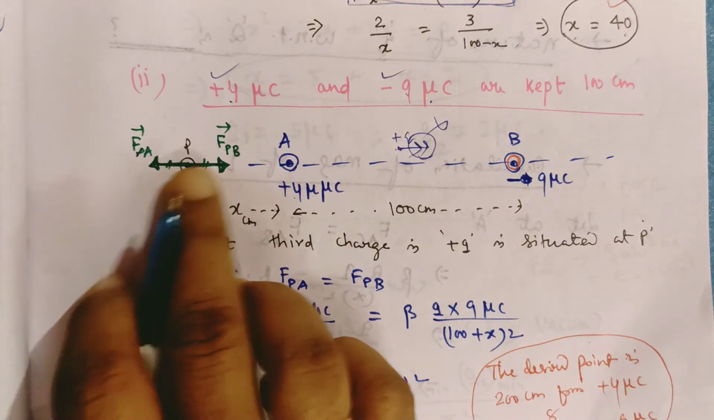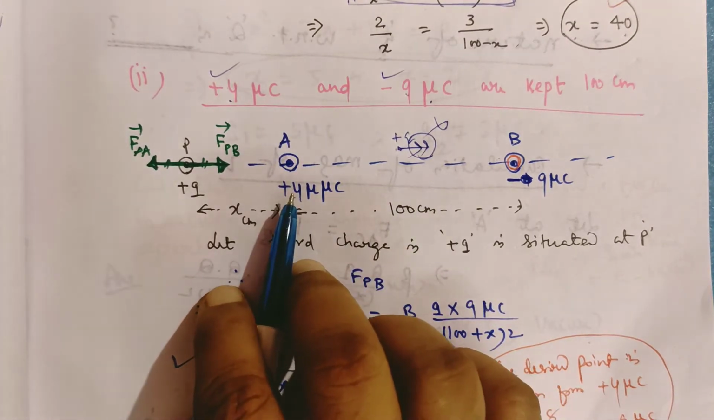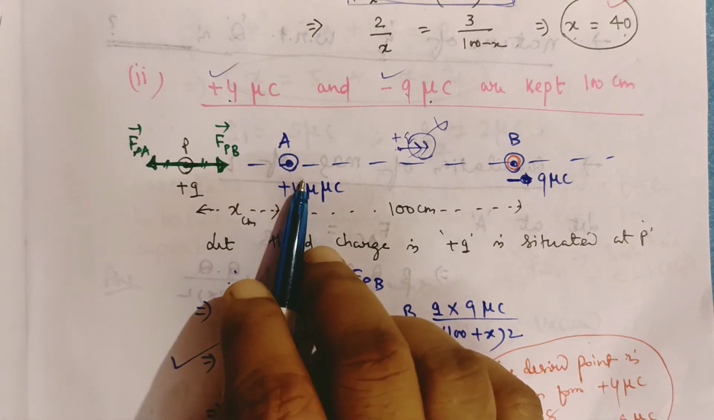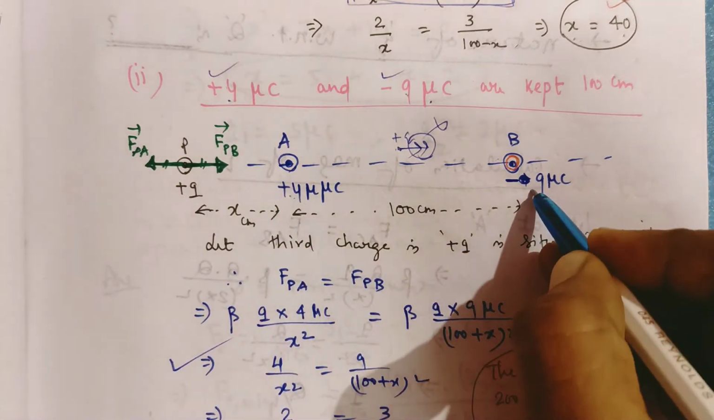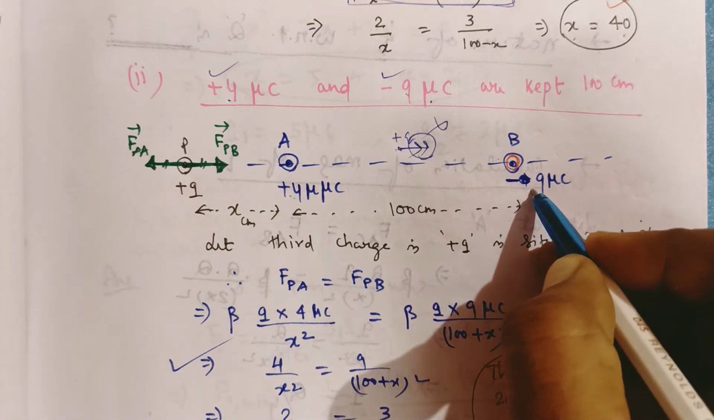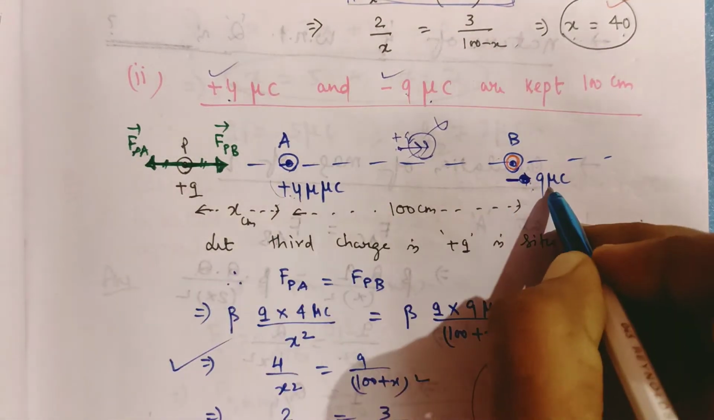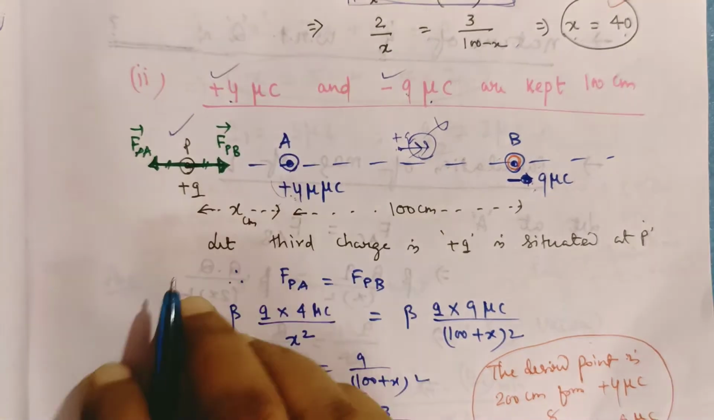Now in the previous problem you saw that if two charges are of different magnitude, the desired point should be very close to the smaller charge. Here you see plus 4 microcoulomb, minus 9 microcoulomb. Which one is smaller? Sign is not important here. 4 and 9, the smaller one is 4. So the answer will definitely be here.